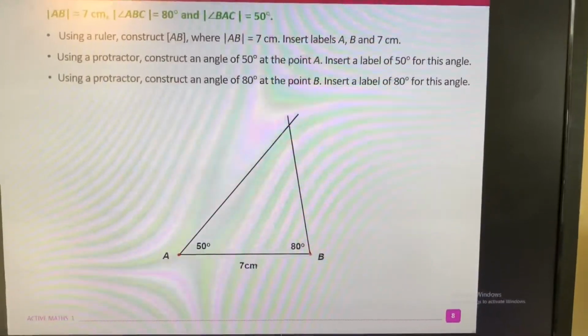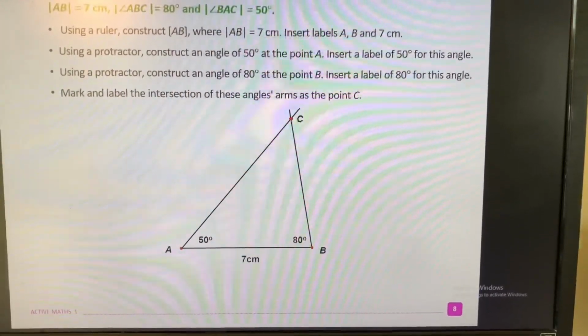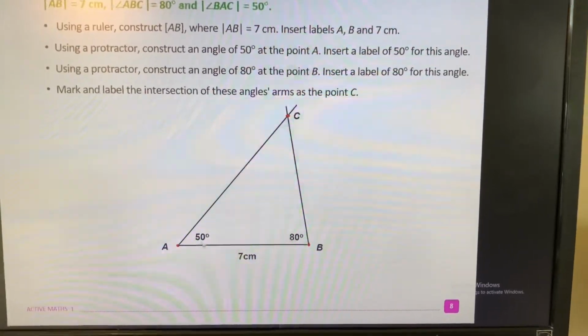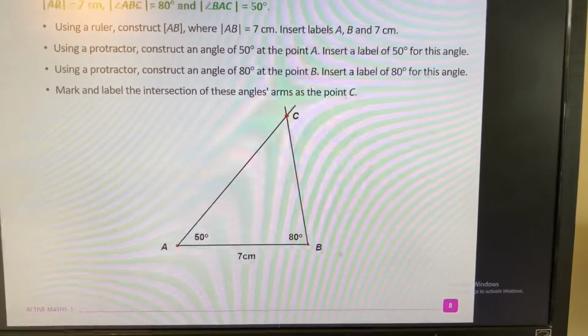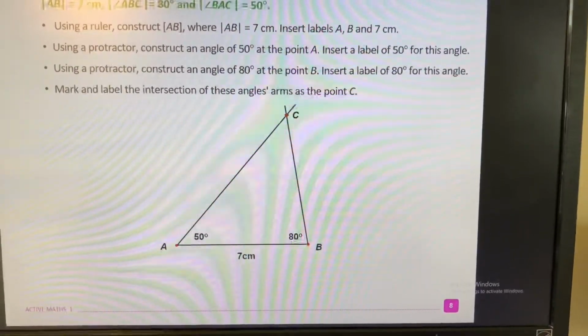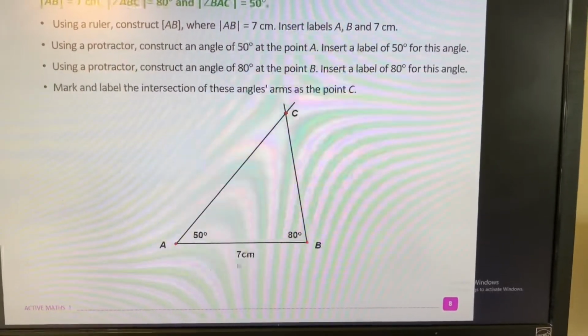So the only thing left to do then is to label our third vertex, that's C, and check that we have all 3 points labelled and all 3 pieces of measurements. So the 2 angles and the 1 side.